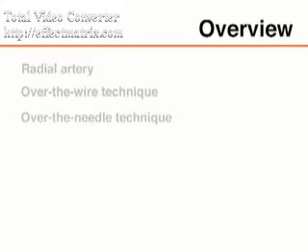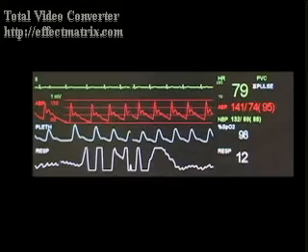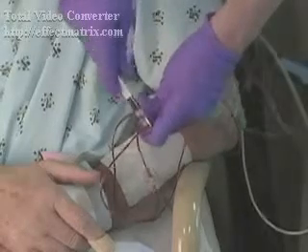This video will demonstrate arterial line placement in the radial artery using two of the many techniques available for arterial line placement, an over-the-wire technique and an over-the-needle technique. Placement of an arterial line is indicated for continuous monitoring of arterial pressure and direct arterial blood sampling.